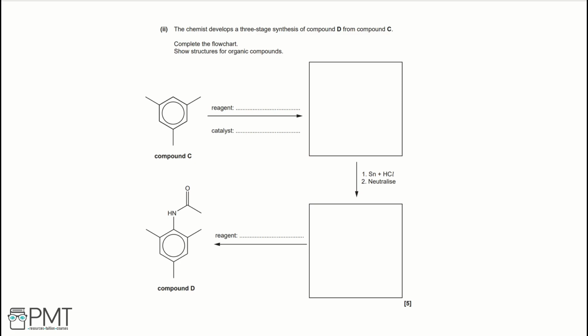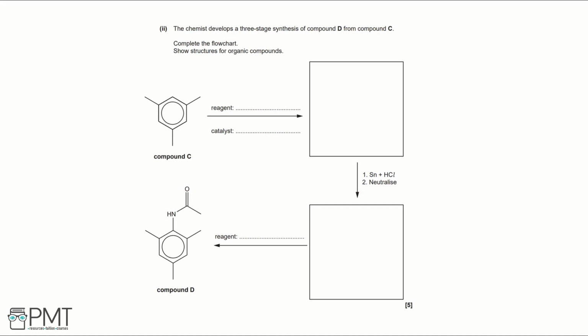Part 2. The chemist develops a 3-stage synthesis of compound D from compound C. Complete the flowchart and show structures for organic compounds. So this question relies heavily on your use of the reaction pathway map. So if you struggled with this question, I would look back at this reaction pathway map and try and learn it, or make a revision resource to try and learn it.